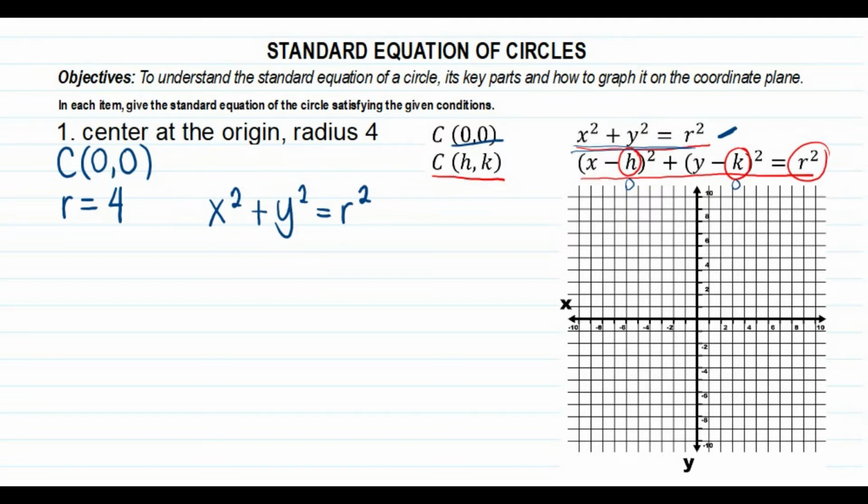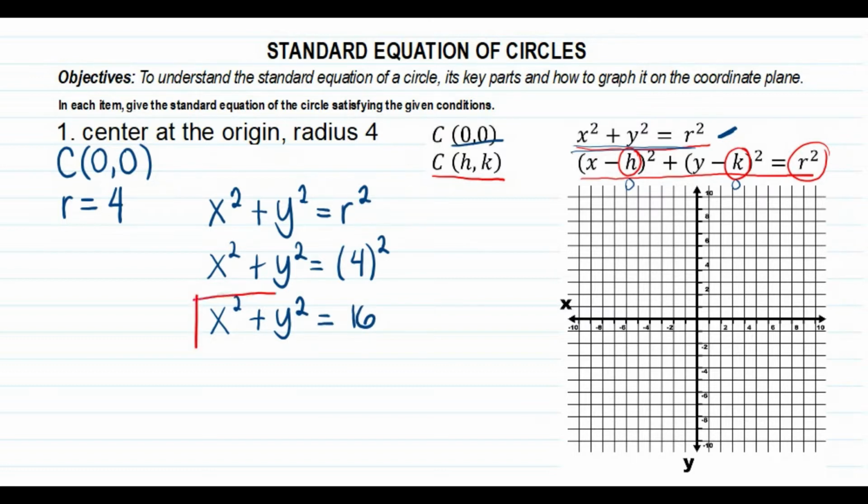Pag nagsusubstitute tayo ng r, papansinin nyo, it's squared. So, copy x squared plus y squared. Then, substitute 4. That is 4 squared. And the final equation is this: x squared plus y squared equals 16. And then we will box this. This is the standard equation of the first given.